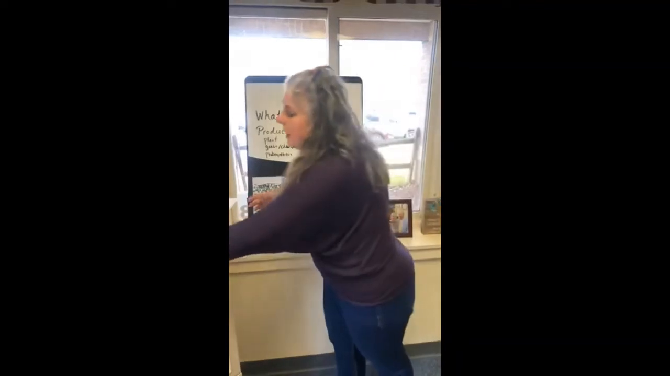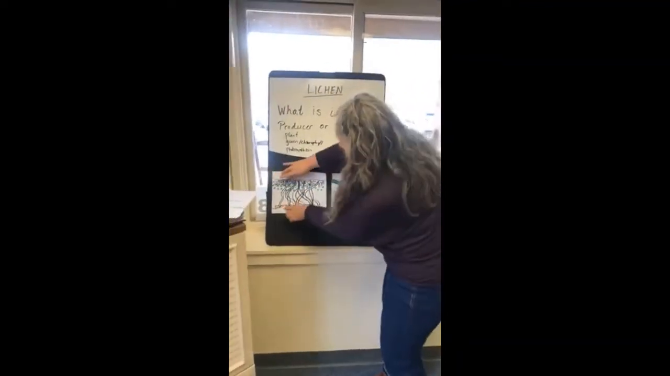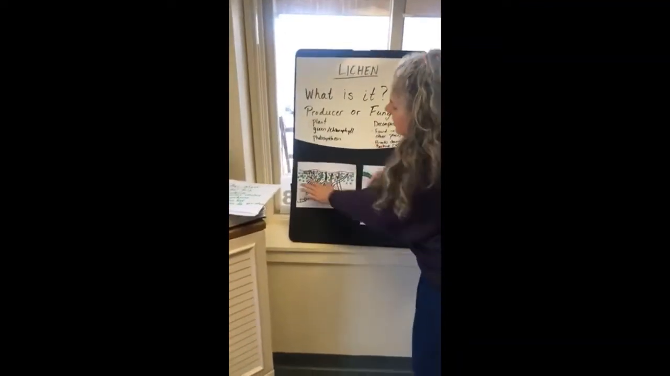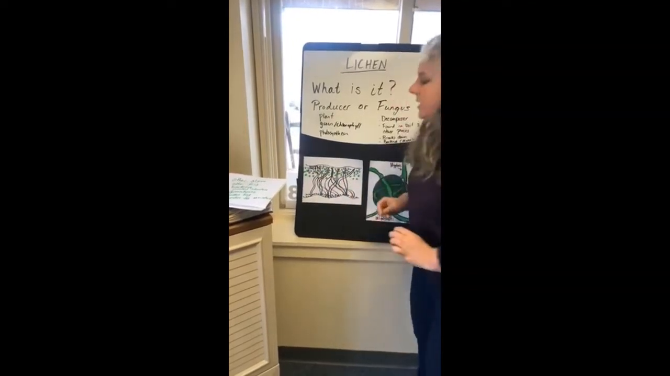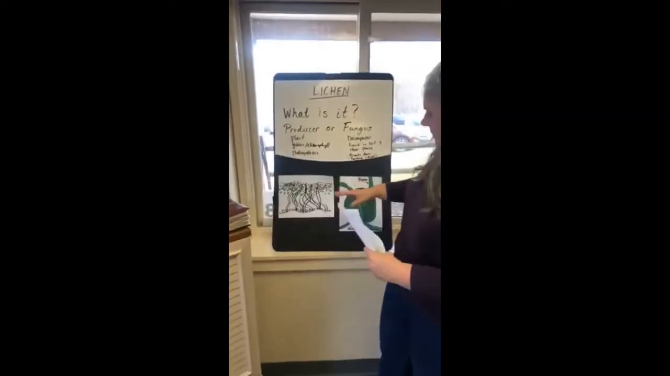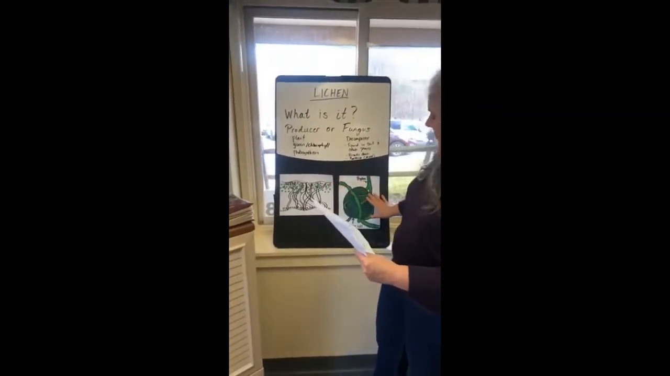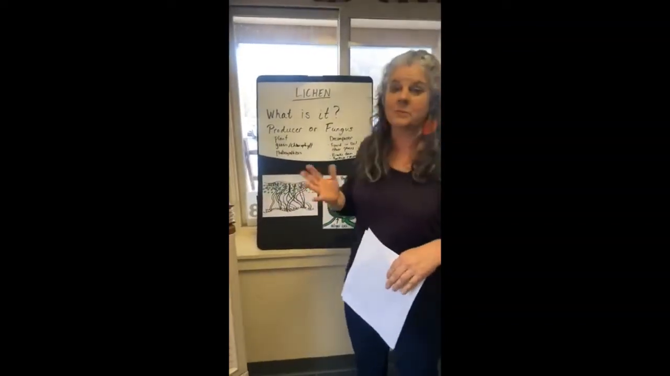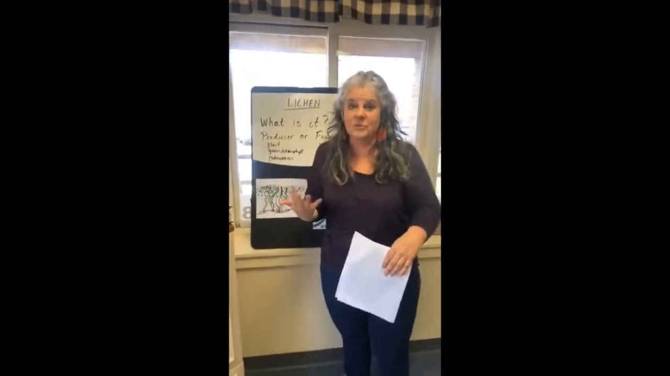Think of a blueberry pie. This is the crust, and that's the fungus, and the blueberries are the algae. It's in the middle. So while the algae provides the food, the fungus provides the moisture and the water and the protection of the algae, which is really cool.